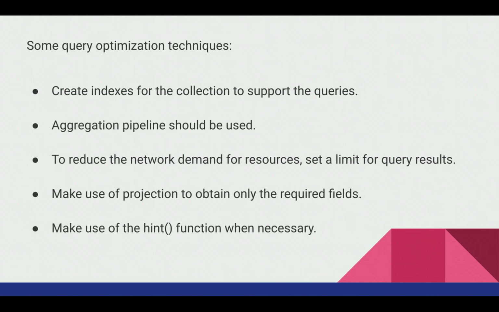Second, aggregation pipelines can be used to pass the result of one query directly to the other without creating temporary storage for saving the intermediate result. Next, to reduce the network demand, a limit should be applied to the query results, provided there has been a limit given by the user. Now, a limit to the number of fields can also be set by making use of projection and obtaining only those fields that are required in the final result. And finally, by making use of the hint function, the query optimizer will be forced to choose the index mentioned in the function and not the index calculated by the system.